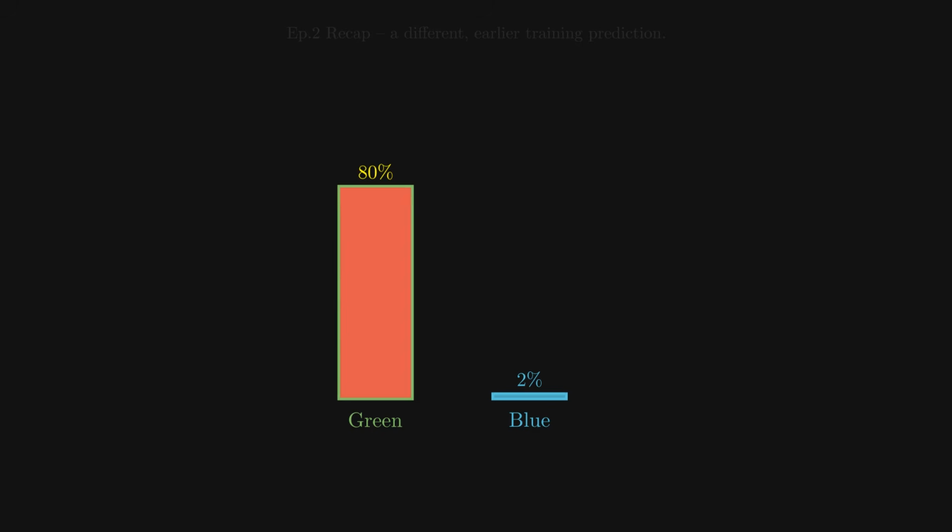Consider a different prediction from an earlier training step. Green is assigned 80% of the probability mass. The ground truth is blue. This overconfident wrong prediction is exactly what a cost function is designed to quantify and correct.